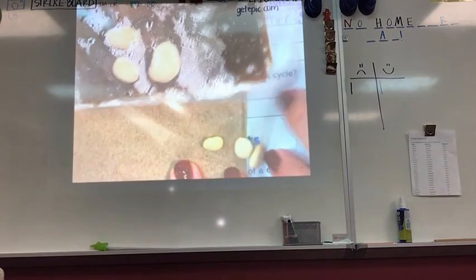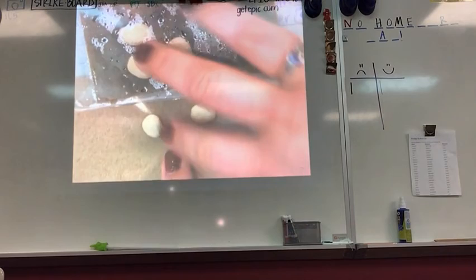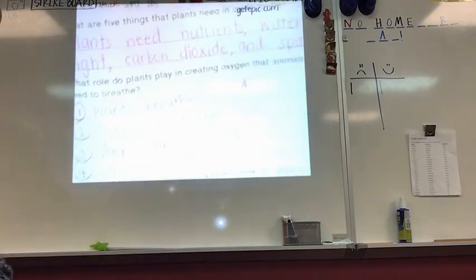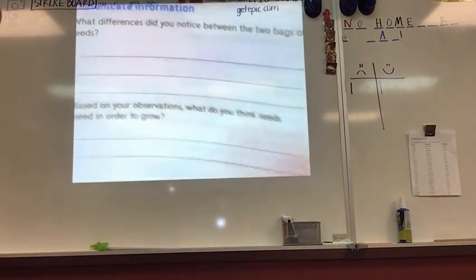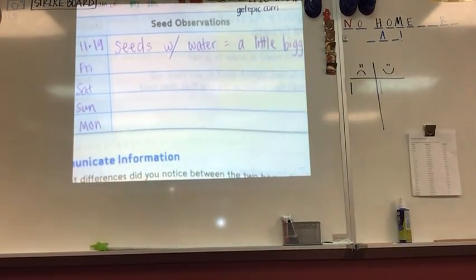I'm looking for a scientist to kind of describe what you noticed between my dry beans and my beans that had water. Olivia? The ones with the wet paper towel were quite bigger than the ones with the dry ones. They're like almost double the size. Do you guys see that? They're almost double. So let's record that in our chart. This is officially day 2. If you flip back, this is day 2 on page 130. This is Friday. 130 in your workbook. You just have to flip backwards.